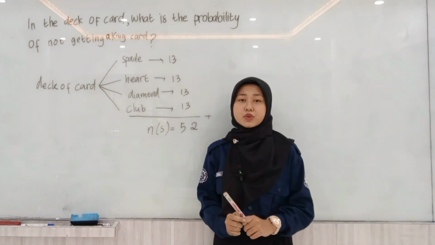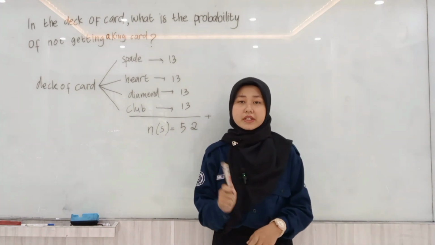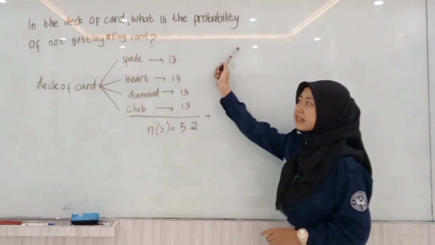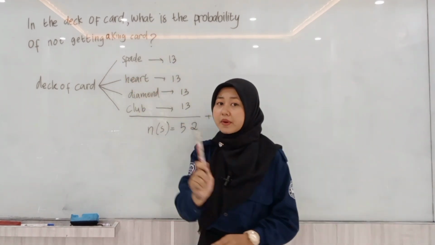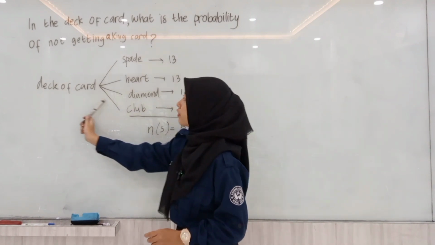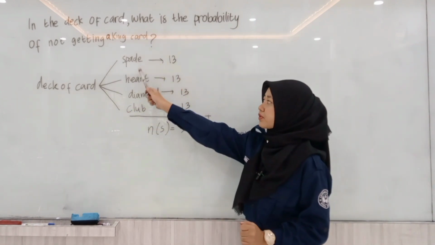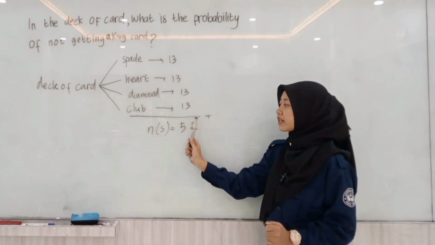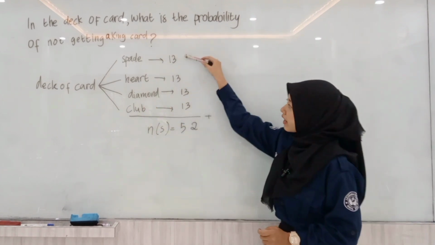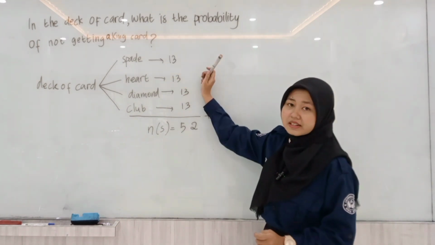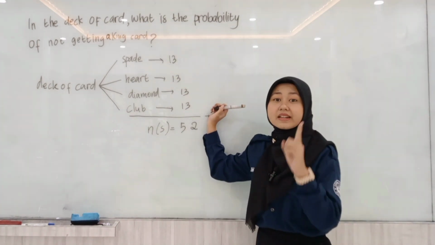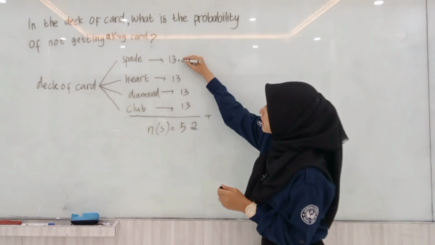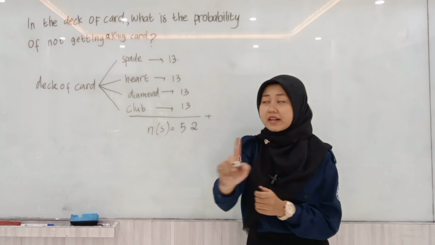Okay guys, let's answer a question on the complementary event. In the deck of cards, what is the probability of not getting a king? Remember about the deck of cards, there are 13 cards of spade, 13 cards of heart, 13 cards of diamond, and also 13 cards of club. And of each 13 cards, each has one king card. I can write here, from 13 cards, each has one king card.